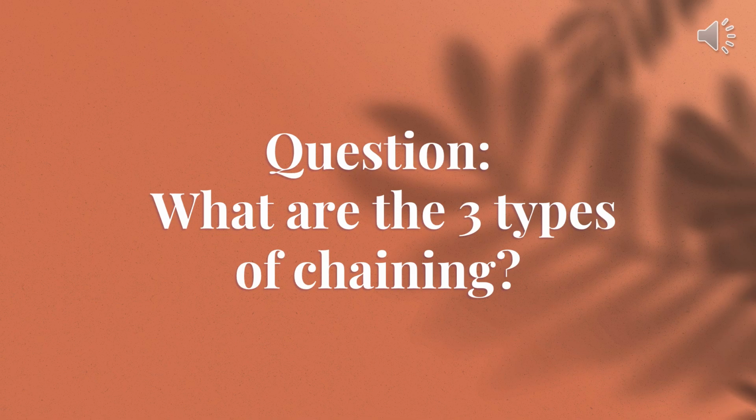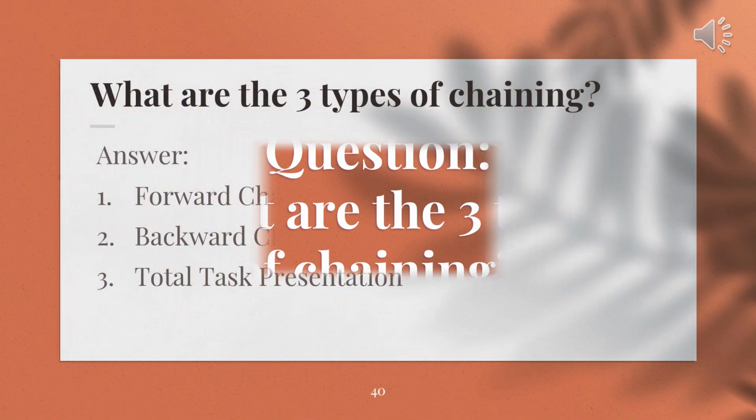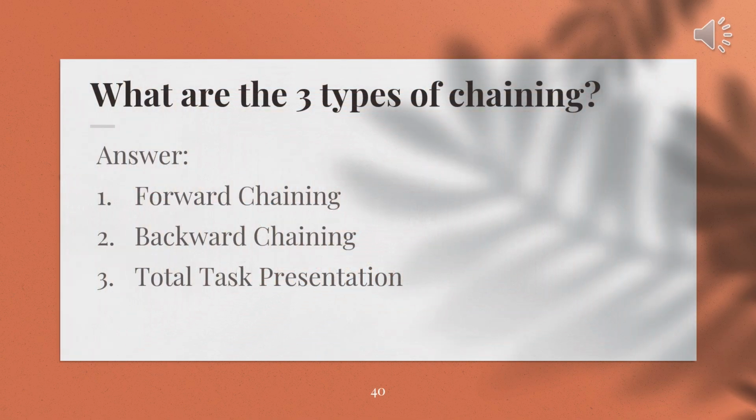On your homework sheet, fill in the question, what are the 3 types of chaining? I'll give you a few moments to get that filled in. What are the 3 types of chaining? The answer to this question is 1, forward chaining, 2, backward chaining, and 3, total task presentation. I'll give you a few moments to get this filled in on your homework sheet.